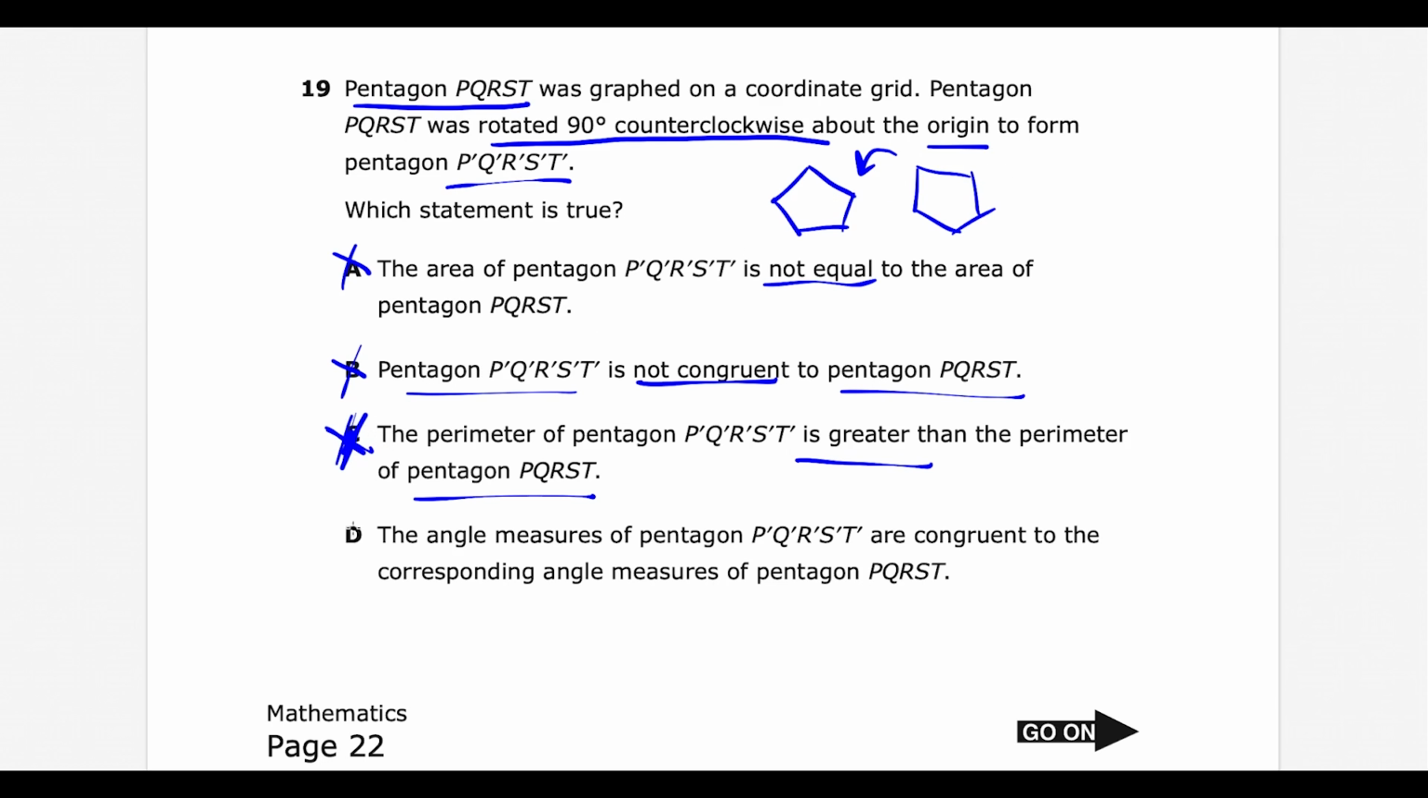So now let's see, choice D has to be our answer, but why is this good? The angle measures of the new pentagon are congruent, which means they're exactly the same as the corresponding angle measures of the old pentagon. Yes, because when you rotate something, you are going to preserve angles and distance. So this last answer choice is good.